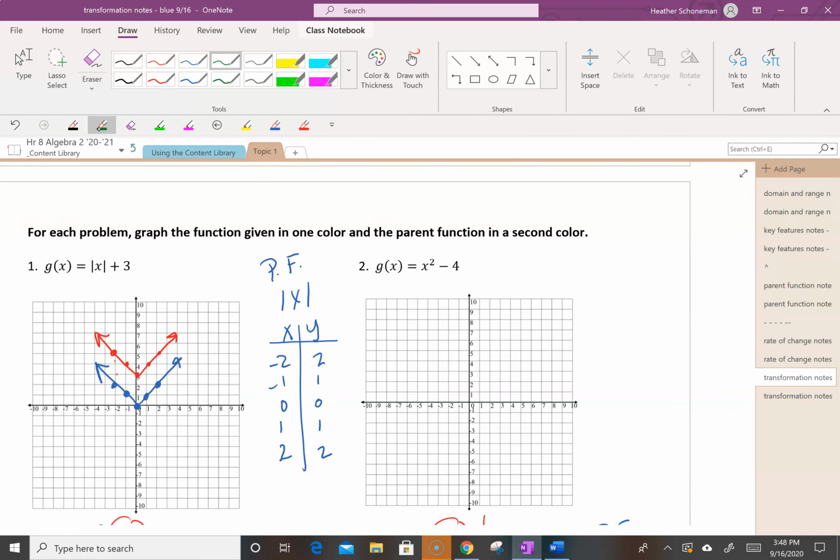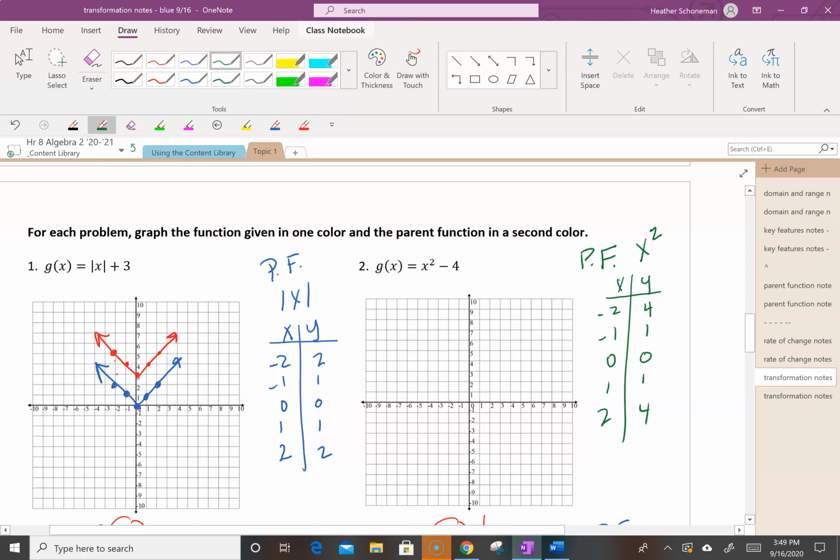Let's do this again on the second one. On the second one, the parent function that is most closely connected to this one would be the quadratic one. So the parent function, I'm abbreviating it PF, is x squared. If you don't know it yet and need to make a table, remember we're still always plugging in the same points. When you square -2, you get 4. Square -1, you get 1. And there are all your points. So once I identify the parent function, I'm going to make the table if I need it. If I don't need it, I go straight to my graph and graph this quadratic function.